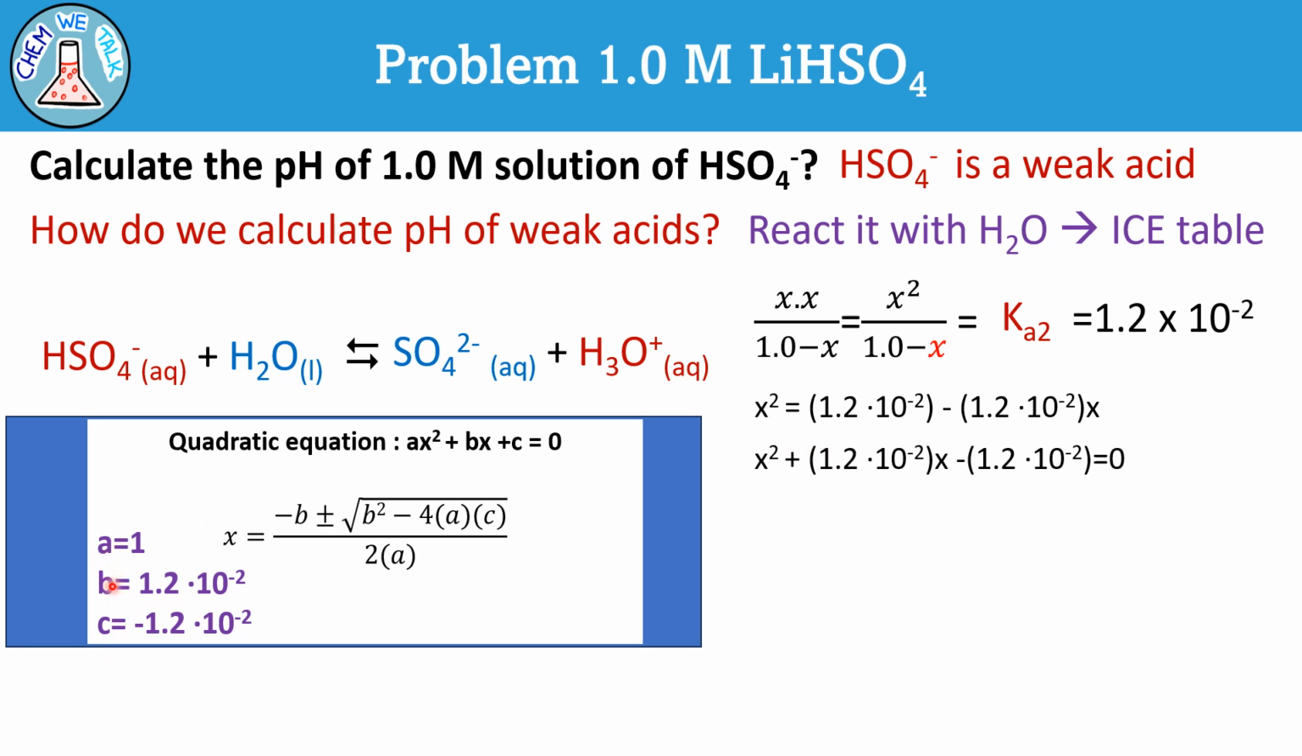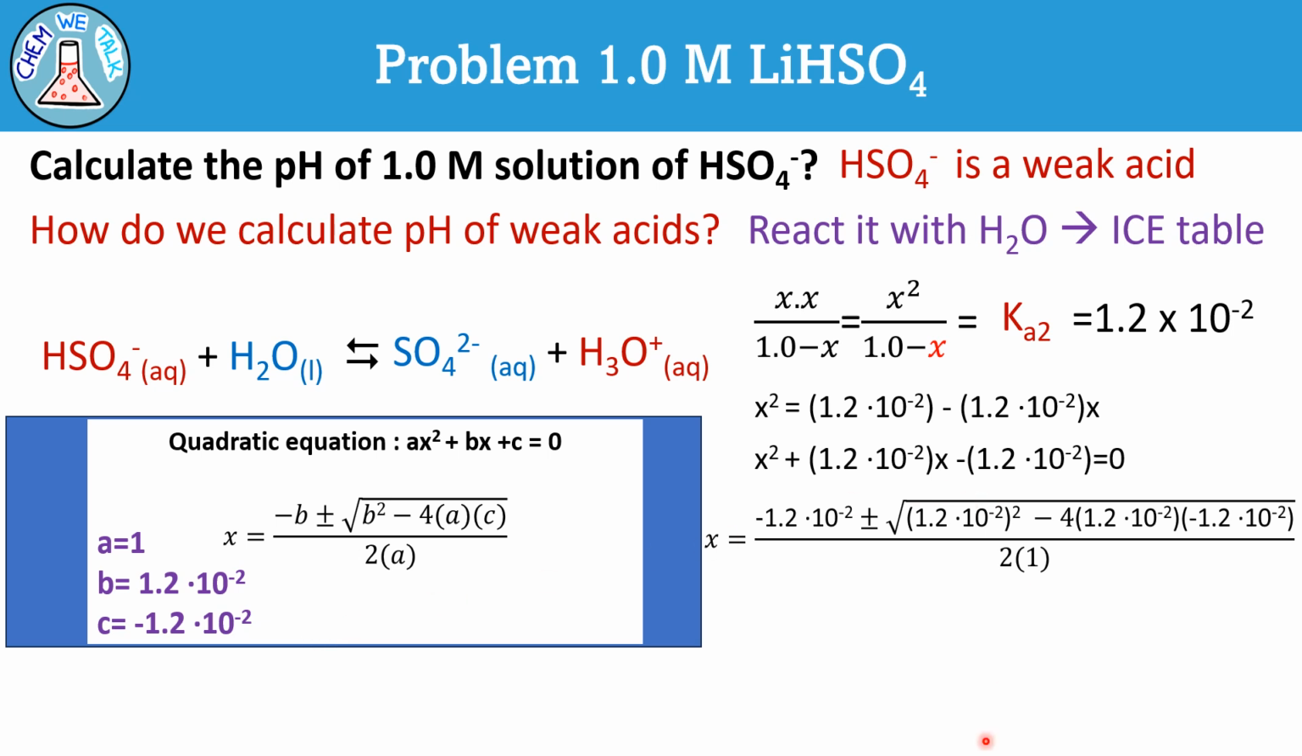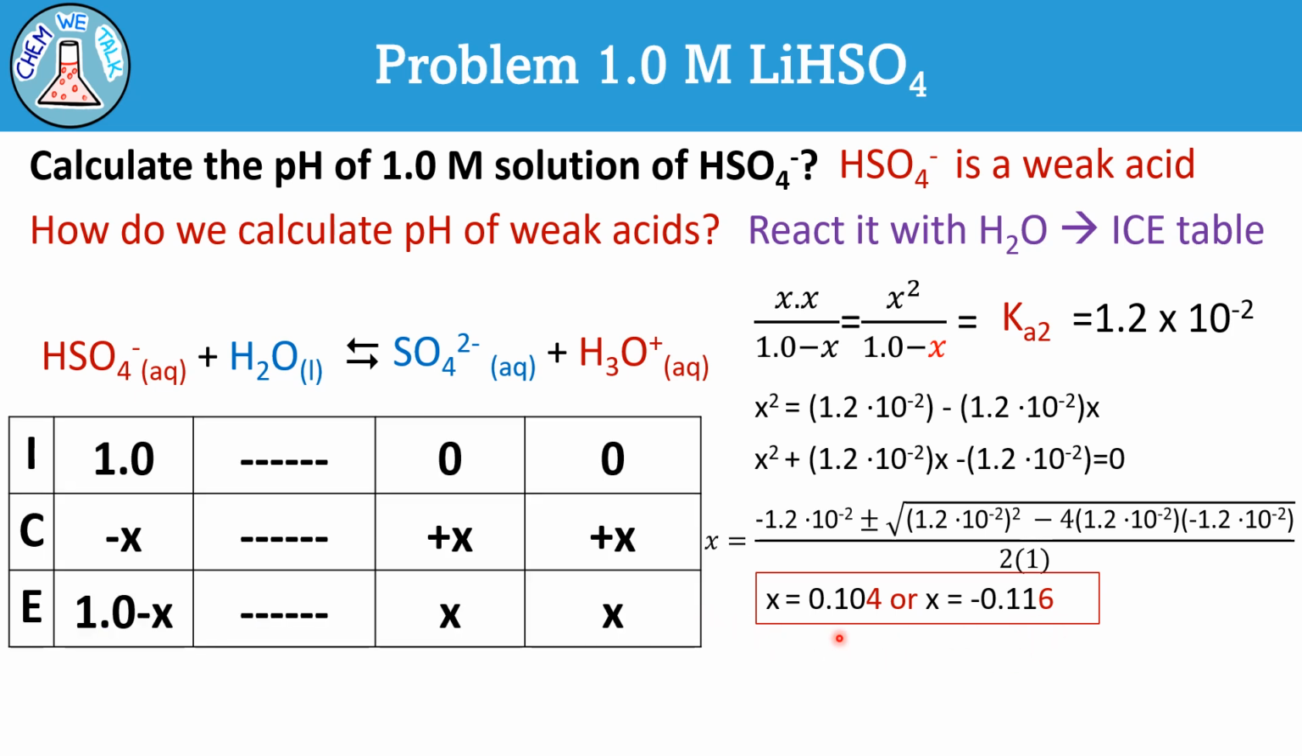Remember, we need to find our a, b, and c. So our a will be just 1. Our b and c in this case are going to be exactly the same, 1.2 times 10 to the negative 2. Once I plug all those numbers into the equation, you're going to get two answers, one that is positive, one that is negative. And let's just look at our ICE table. Would it make sense to have an x being 0.104? Sure, yeah, this number is smaller than your initial concentration. It's a positive number, so everything is fine. If I were to plug in this negative number, it doesn't make any physical sense to get a negative concentration, right? Negative concentration does not exist, so we just ignore this answer and stick with this one.